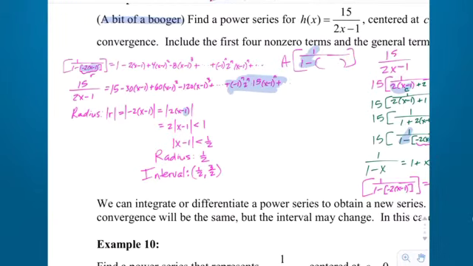So it is a bit of a booger, but it's probably worth it. And I don't think you'll see anything that sticky and gross on the actual AP exam, that boogery.